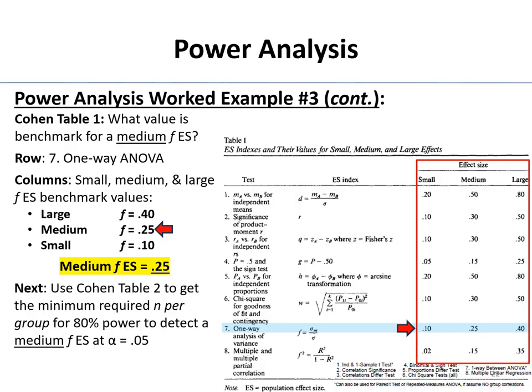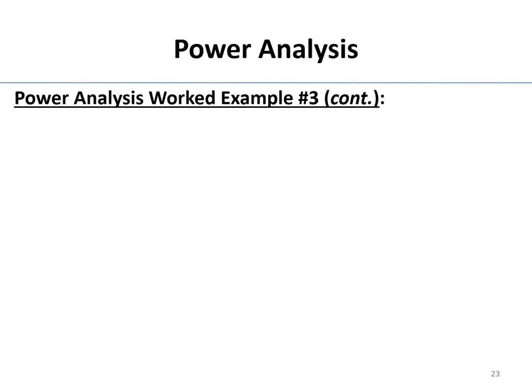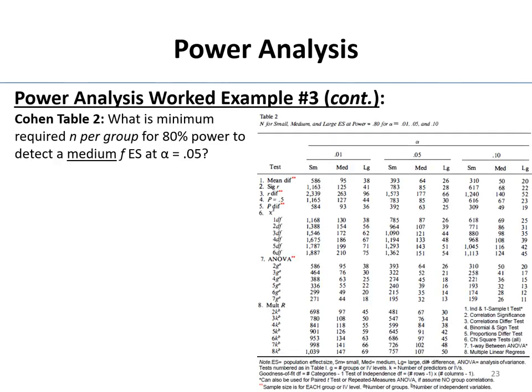And so a medium effect size for this dissertation student's study is 0.25, which is similar to eta squared. It's approximately 25% of the variability that is accounted for by the ANOVA independent variable. So off to Cohen's Table 2. The question now is, what is the minimum required sample size per group to have 80% power to detect this medium ANOVA effect size at alpha of 0.05?